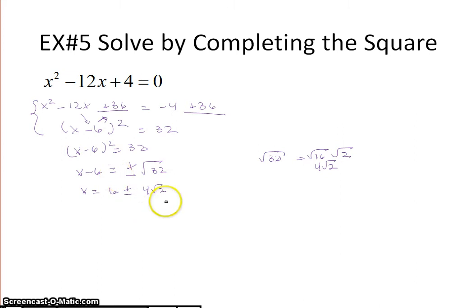Okay, so our answer is 6 plus or minus 4 root 2. And this is the same answer we would have gotten if we did the quadratic formula. So that's solving by completing the square.